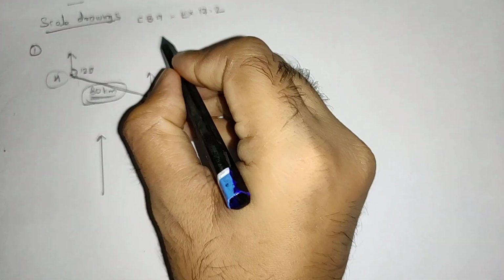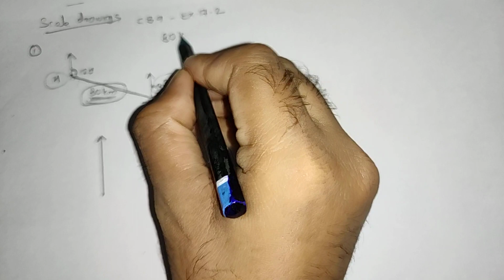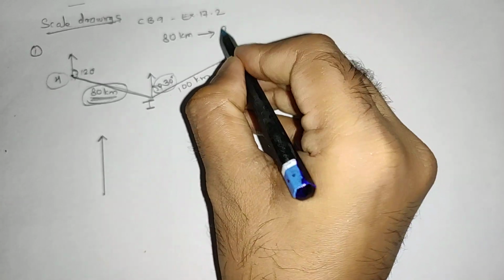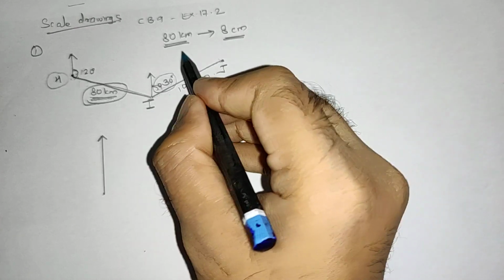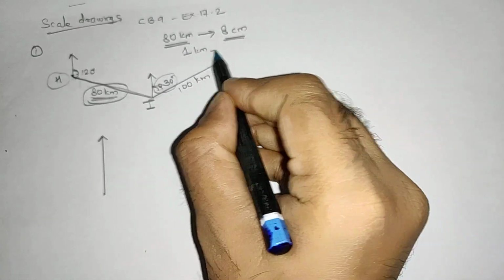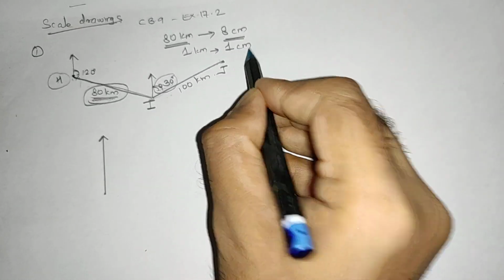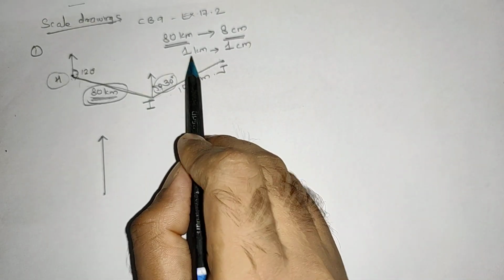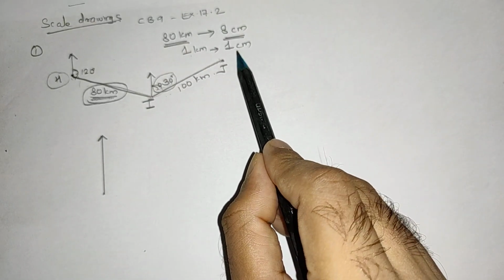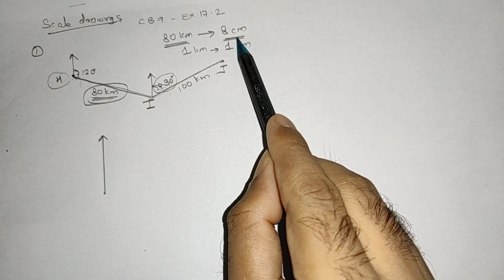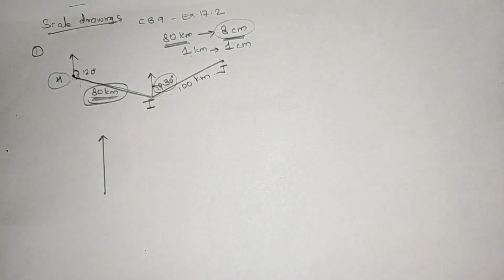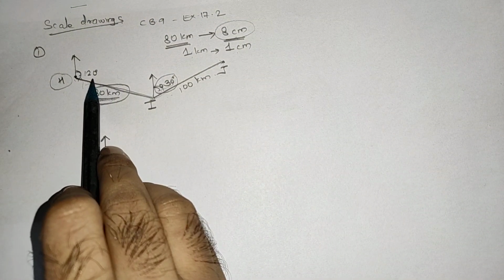So what we can do, instead of 80 km I can represent 80 km as 8 cm. That is a scale of 1 km is represented by 1 cm. So in actual it is 1 km. On a scale drawing it will be 1 cm. So for 80 km we will draw a length of 8 cm. At what angle? At 120 degree.